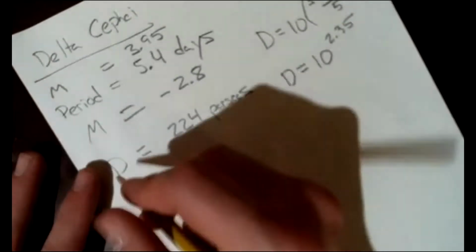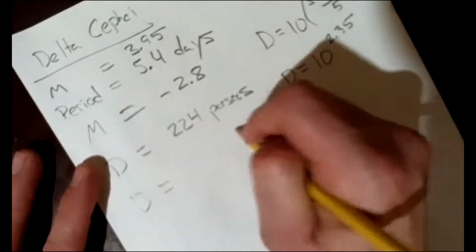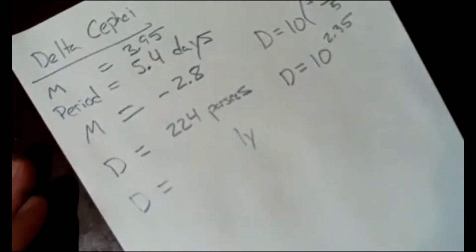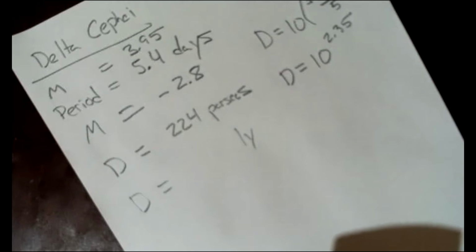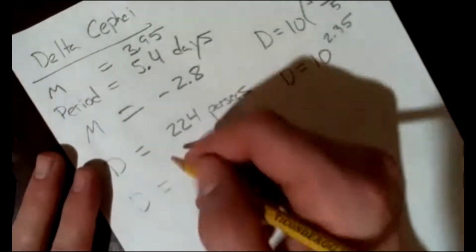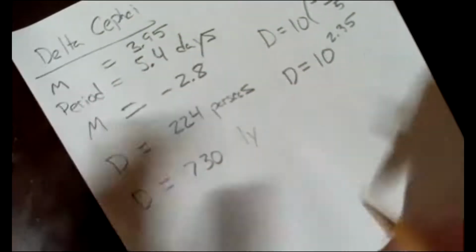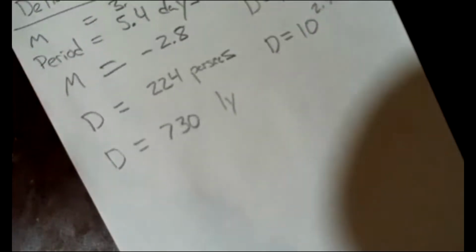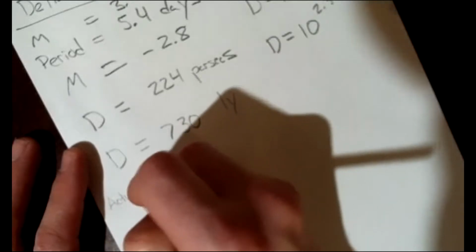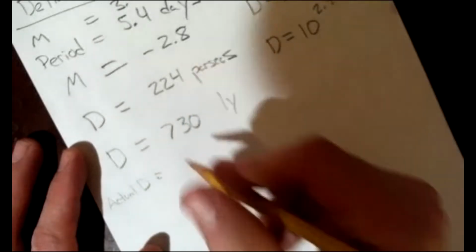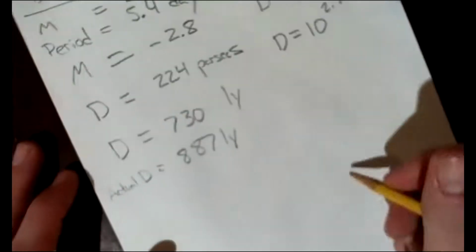Parsecs is the unit this number is in. That's not very useful. So we actually want to convert that to light years. We do that by multiplying by 3.26, because the 1 parsec is 3.26 light years, to get 730 light years. If you go online, you'll find that the distance using a more precise method is 887 light years.